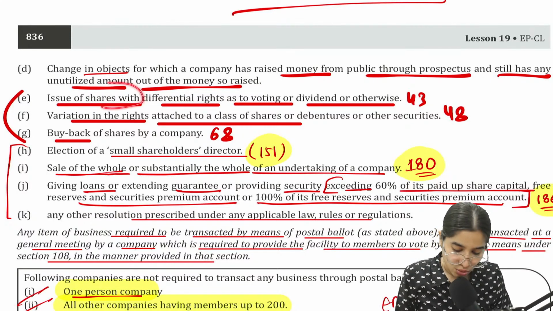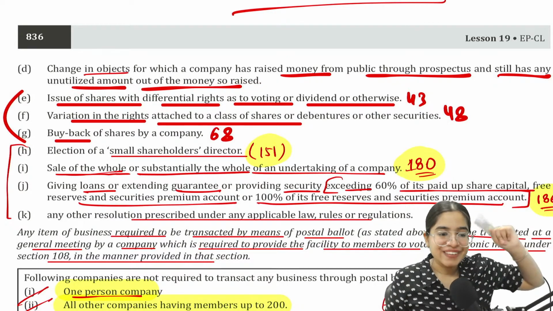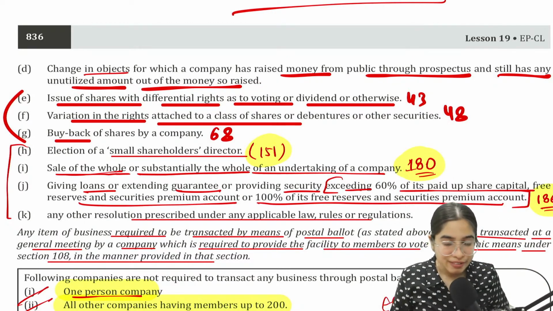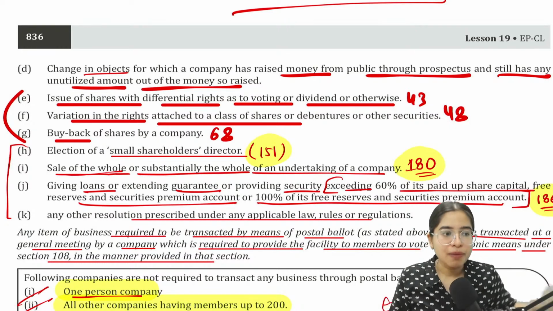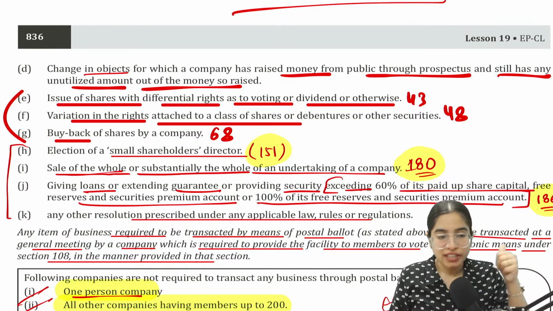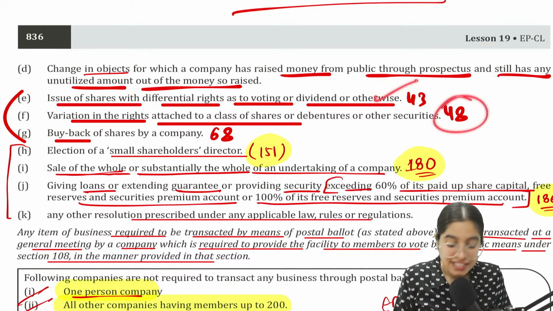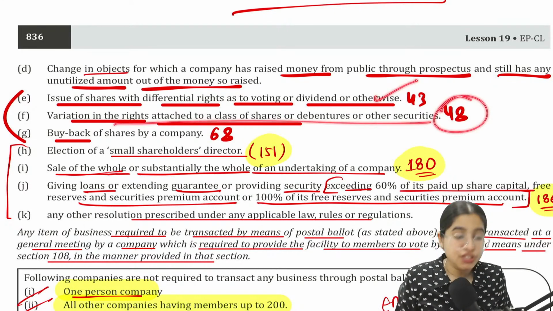Next is issue of shares with differential voting right. Remember section 43, you want to issue DVR? Yes, you have to pass ordinary resolution, and to issue DVR, differential voting right shares, you can pass resolution only through postal ballot. Next is section 48, variation of shareholders right.